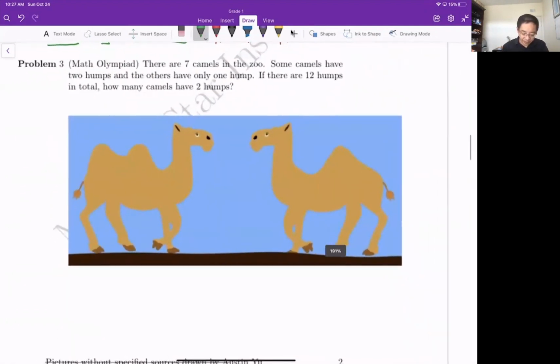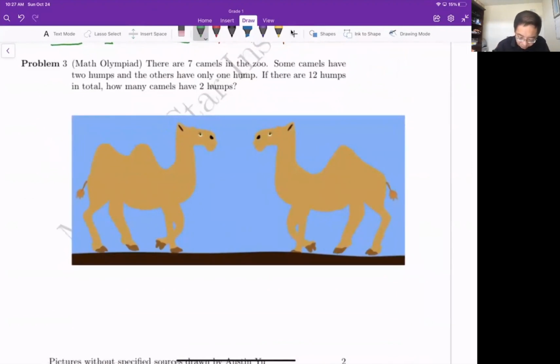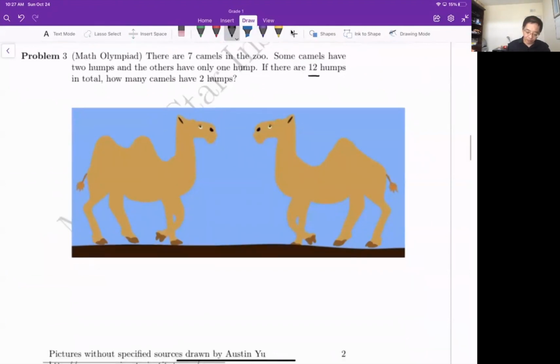Question number 3. There are 7 camels in the zoo. Some camels have 2 humps and the others have only 1 hump. Now, if there are 12 humps in total, how many of them have two humps, right?